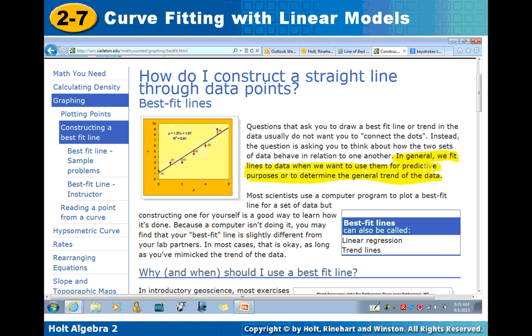Now, most scientists will use a computer program to plot a best fit line. We're going to use a calculator. We've done it by hand. But constructing it for yourself by hand is a good way to learn how it's done. That's why we have you do it. Because a computer isn't doing it when you do it by hand, you may find that your line is going to be a little bit different from the one you get with the calculator. But that's okay, as long as you come close.